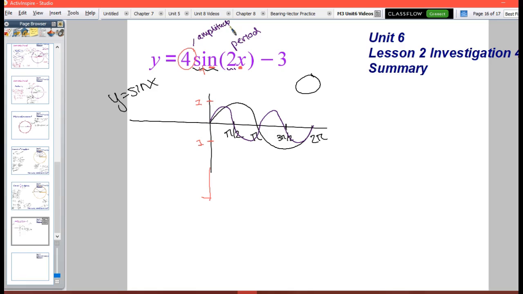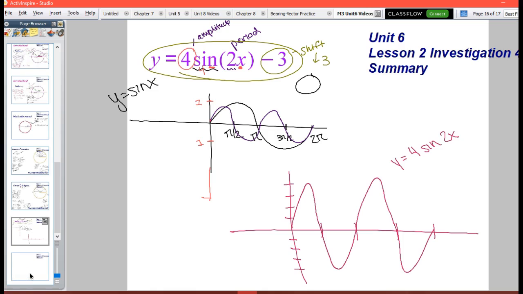And then finally, this number right here is going to shift the graph down by 3 units. It's a vertical shifter. So if we wanted to graph this entire equation, we would look at starting at 0, 0, going up to a height of 4, getting twice as many cycles in, and shifting down 3. In red here, I've graphed the graph y equals 4 sine of 2x.